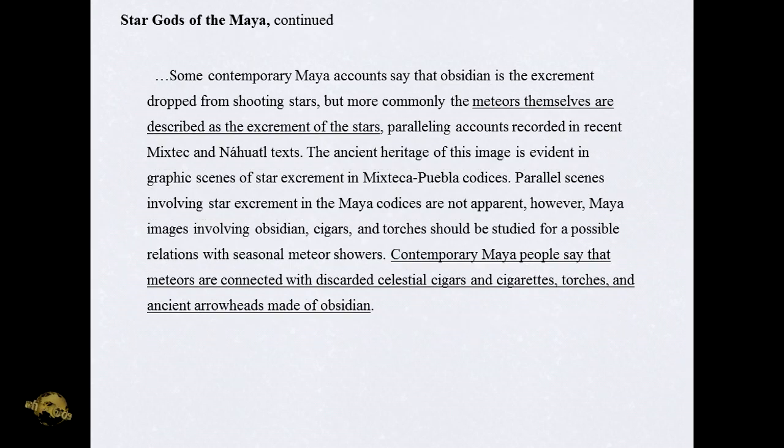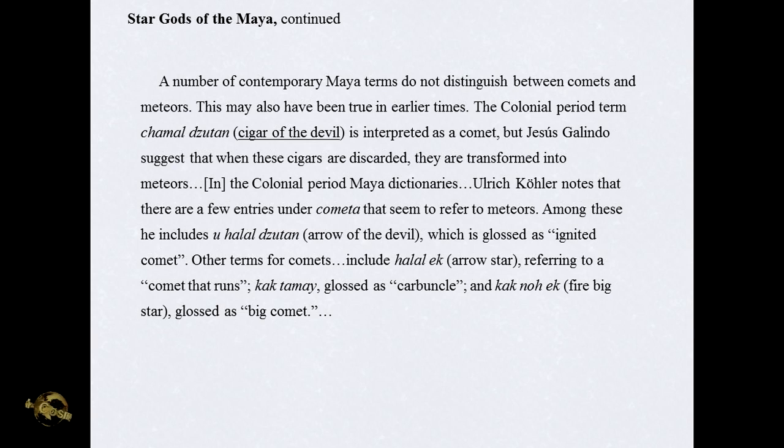Contemporary Maya people say that meteors are connected with discarded celestial cigars and cigarettes, torches, and ancient arrowheads made of obsidian. A number of contemporary Maya terms do not distinguish between comets and meteors. This may also have been true in earlier times. The colonial period term Shemal Zutan, meaning cigar of the devil, is interpreted as a comet. But Jesus Galindo suggests that when these cigars are discarded, they are transformed into meteors, which are also referred to as arrows of the devil.